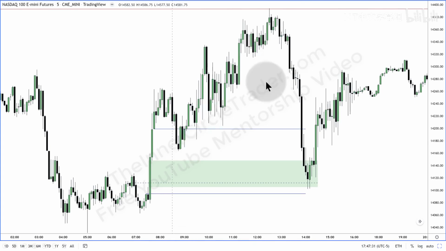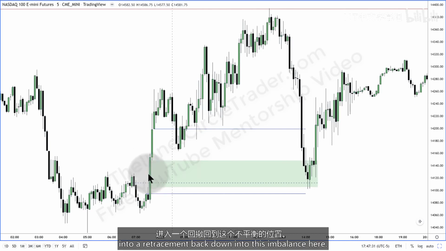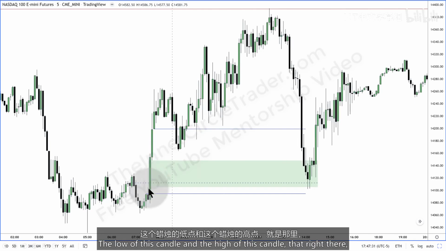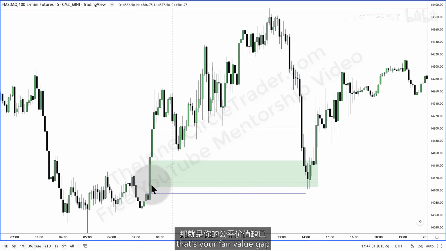All of this price action here gets overrun into a retracement back down into this imbalance here. The low of this candle and the high of this candle, that right there, that's your fair value gap with an order block and optimal trade entry. Rallies, even though it's sloppy, it's still continuously driving higher.